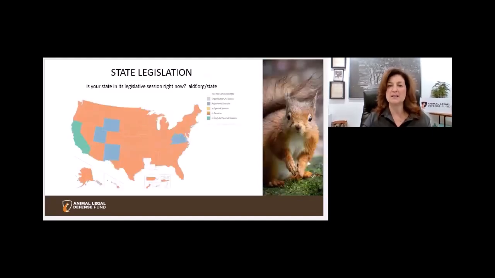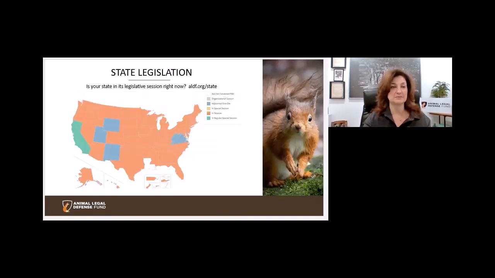And you can find all of the most up-to-date information on aldf.org/state. Insert your state. Don't just put "state." I should have highlighted that on this slide. You can see when they're in session and what bills we're focusing on in the state. So again, aldf.org/ and since I live in New Jersey, I would put New Jersey: aldf.org/New Jersey. Please insert your state, and you can look up all the latest and greatest news that we're working on in your state.